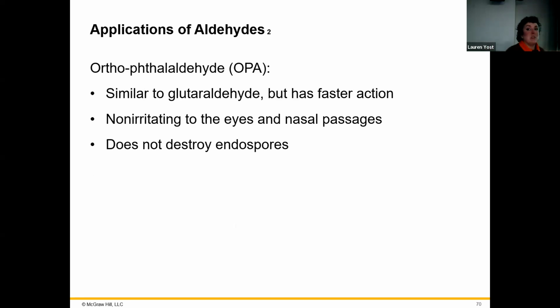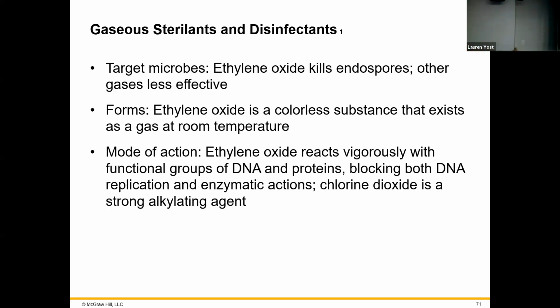Orthophthalaldehyde, it took me forever to even be able to say that word, and you are welcome that I'm not making you spell it out. OPA, or orthophthalaldehyde, is similar to glutaraldehyde. It does not sterilize, it's less irritating, and it's more expensive. It doesn't sterilize, but if you're using it on environments around living organisms, it's a little bit more friendly for living organisms.